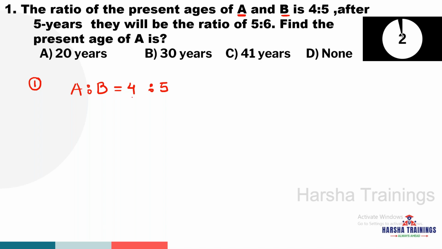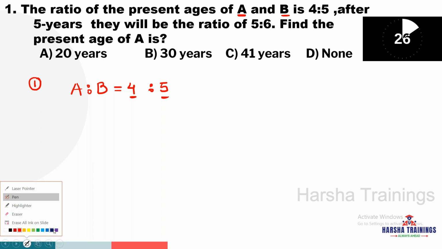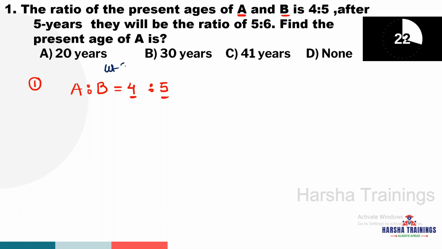Look at the screen. A is how many parts here? 4 parts. B is how many parts? 5 parts. But their ages we don't know, so let it be x. Then 4x is to 5x.